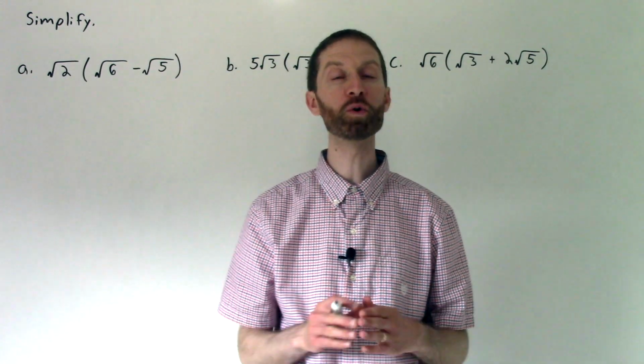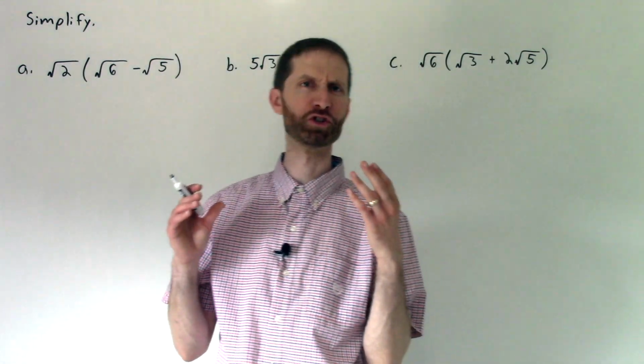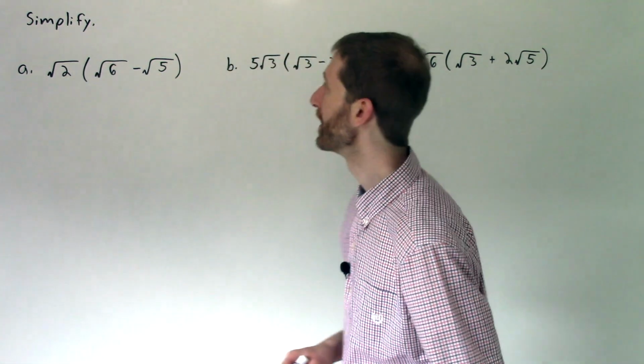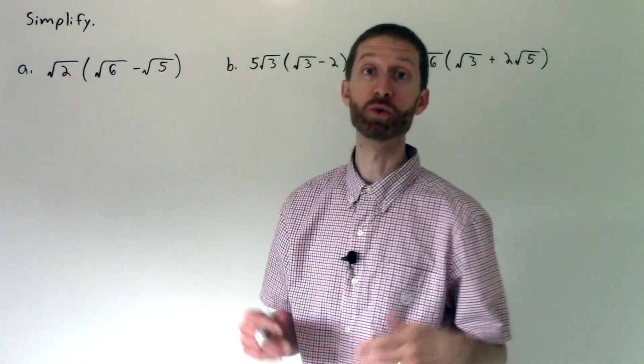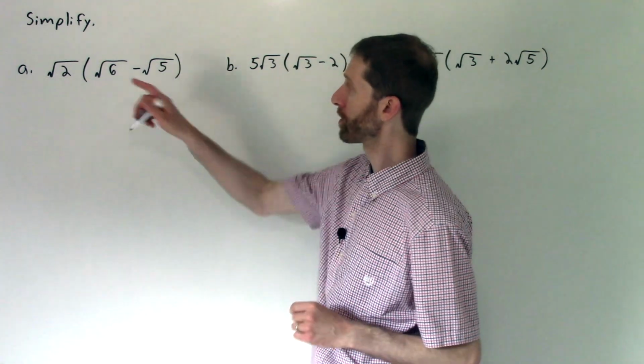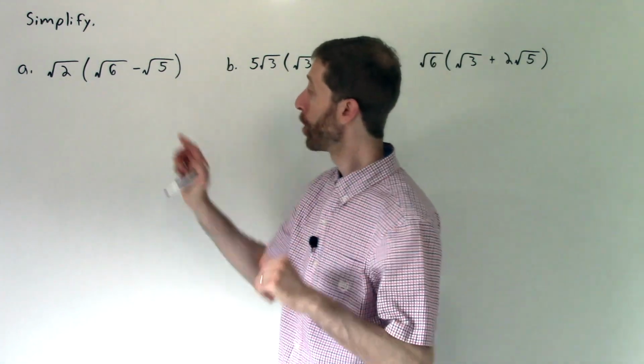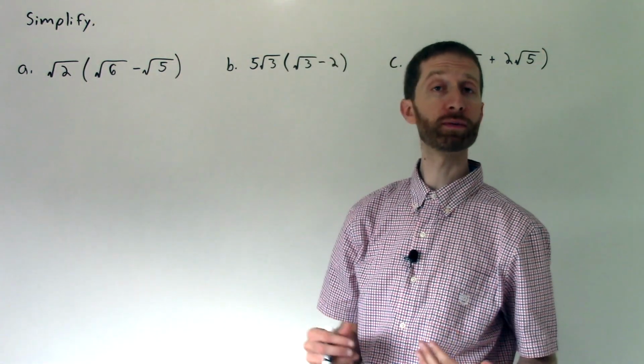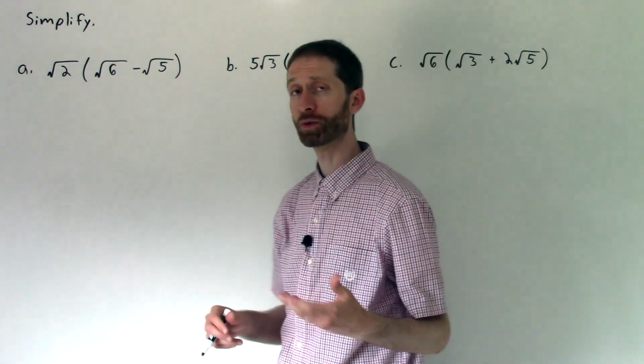In this video, we're going to go over how to distribute radicals, square roots. Let's check it out. So we have the instructions to simplify. We've got the square root of 2 times the quantity, root 6 minus root 5. This screams, use the distributive property. And then we'll see where that lands us.